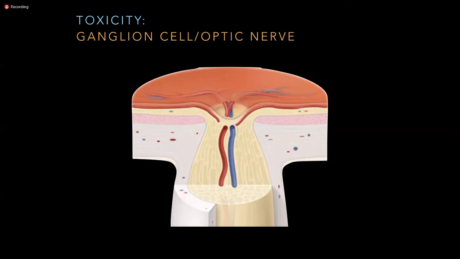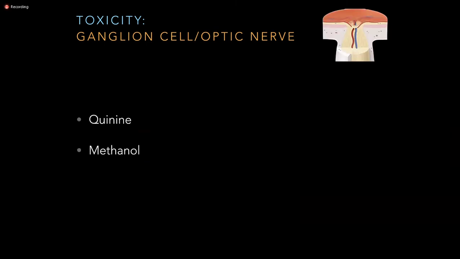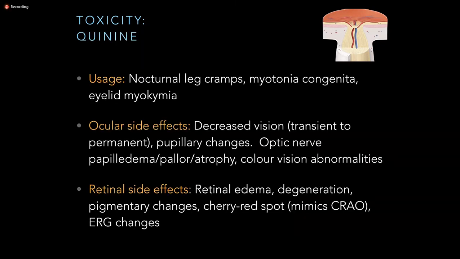So moving on now from the vessels to drugs that can affect the ganglion cells and the optic nerve. So the two discussed in this section are quinine and methanol. So quinine is a muscle relaxant. It's used for nocturnal cramps. It's used for myotonia congenita and for some kinds of eyelid myokymia.